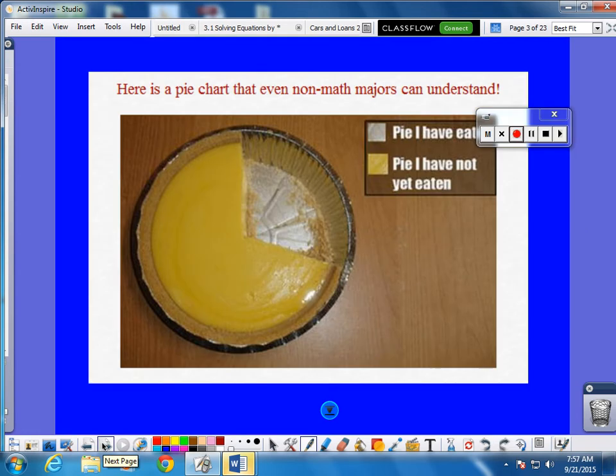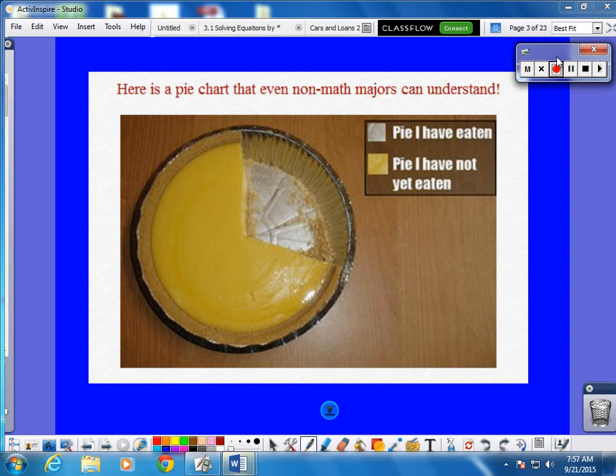Do you guys get this joke? It's a pie chart. Y'all don't get it? Pie I have eaten. If I have not eaten, it's a pie chart. Yep. I got it. Is it Monday?